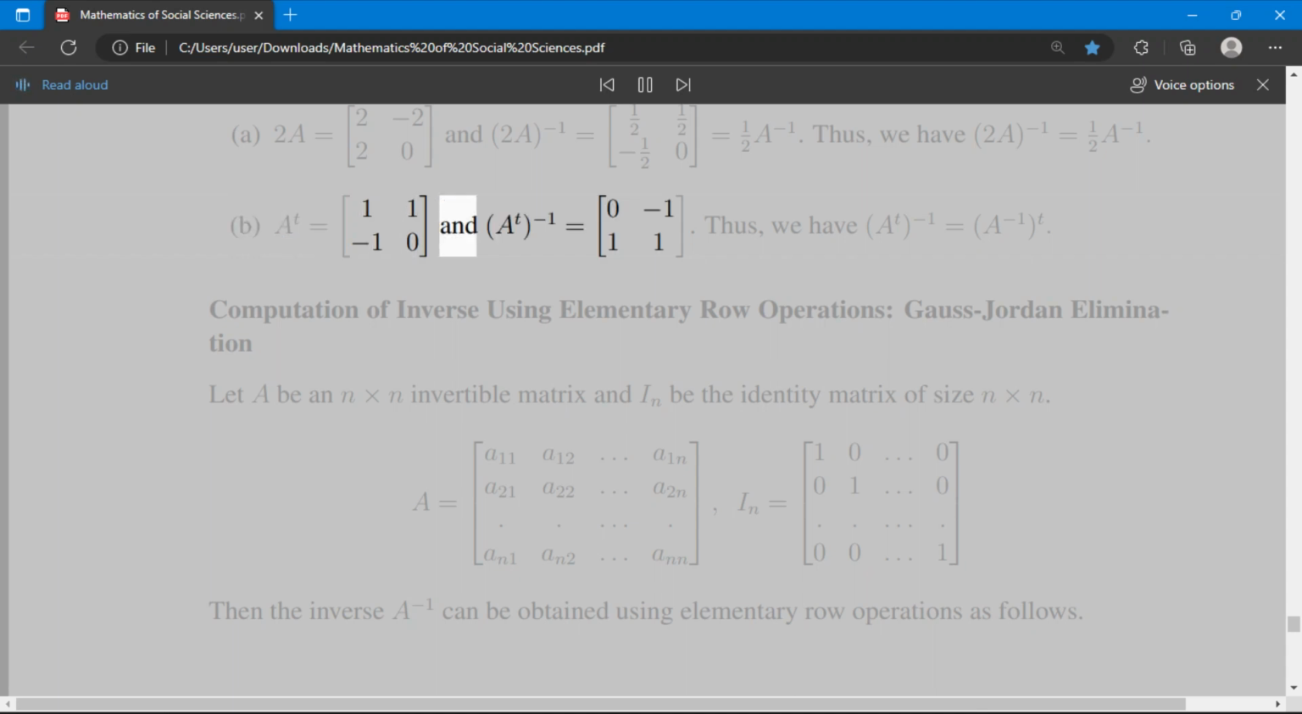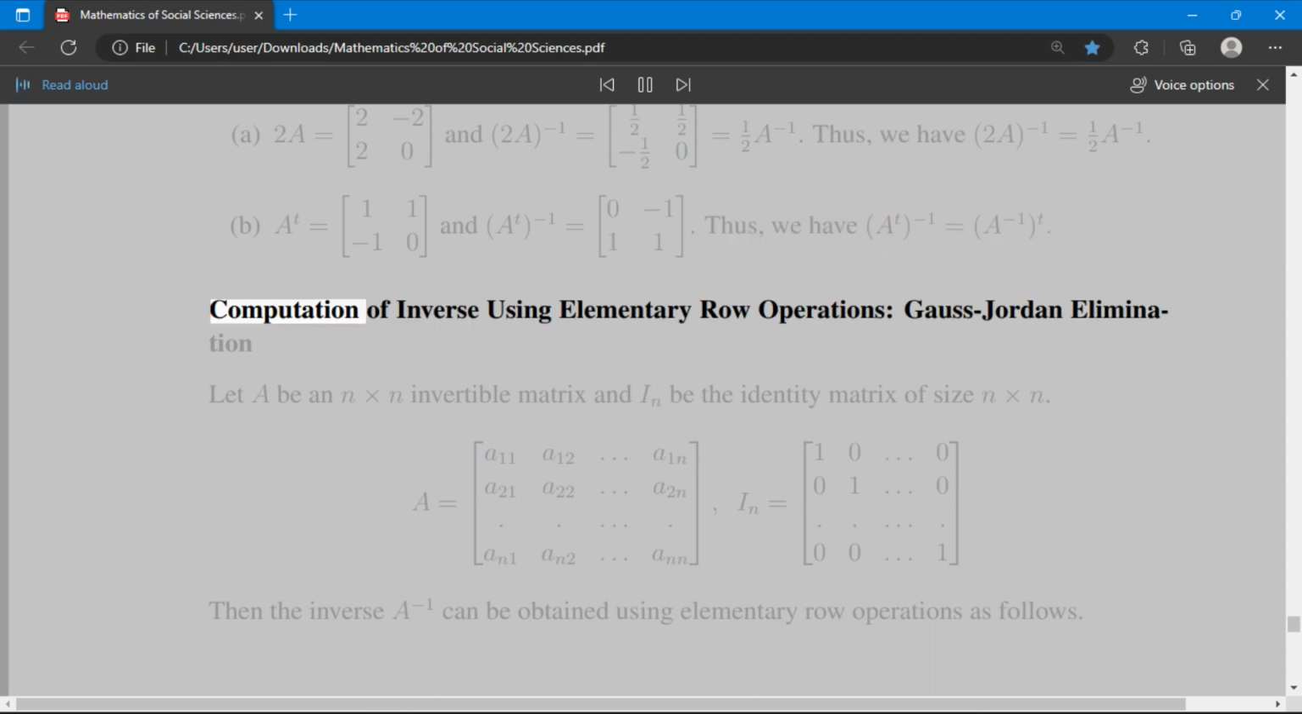B, at equals 1 1 1 0 and at 1 equals 0 1 1 1. Thus, we have at 1 equals A1, T.